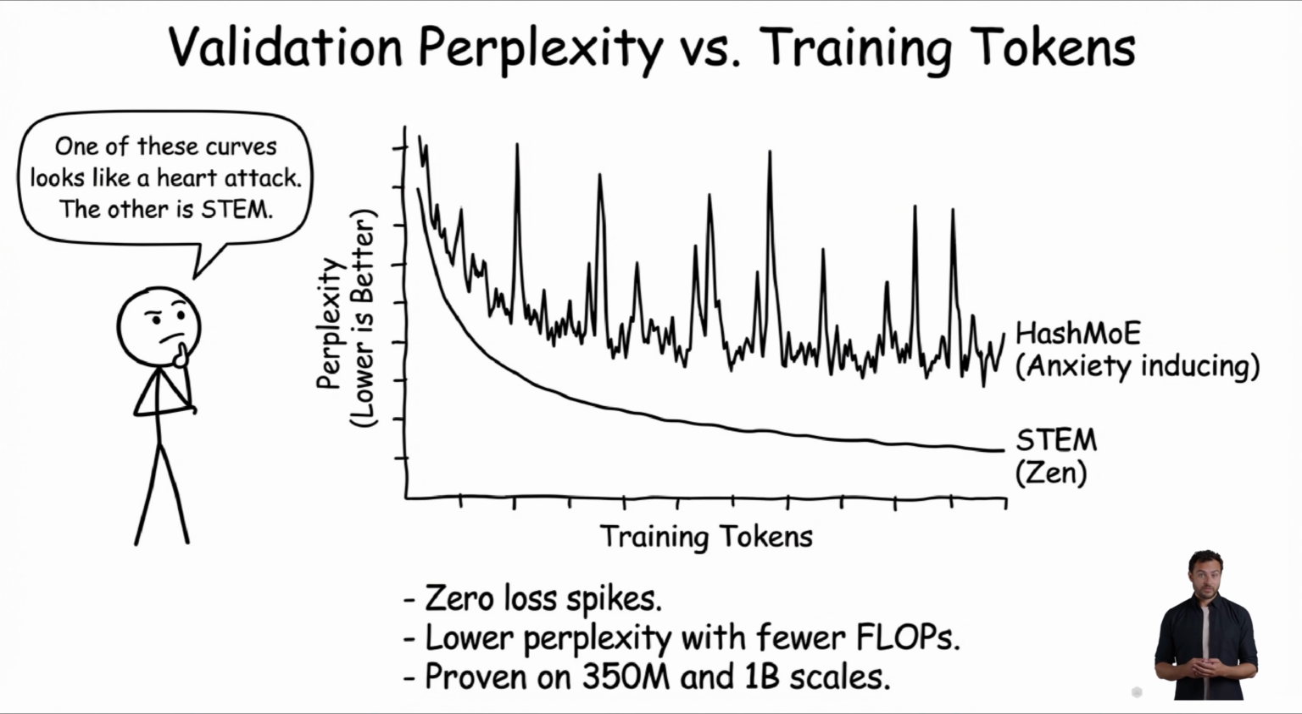Those shapes connect directly to the bullet points. STEM runs with 0 loss spikes, and it reaches lower perplexity using fewer flops, meaning less compute for the same or better quality. And this is not a toy result. It is demonstrated at both 350M and 1B model scales.